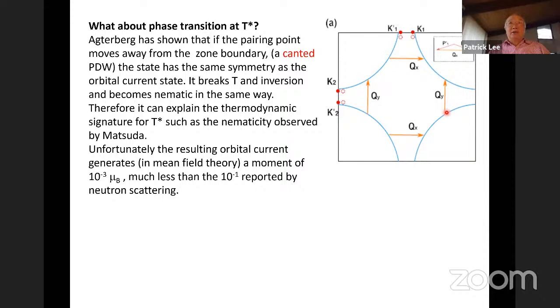Now, we actually worked out the amount of orbital current. Unfortunately, in mean field theory, the moment is very small, about 10 to the minus 3 Bohr magneton. Again, this is simple, we don't assume anything, we just assume a pair density wave that is canted, and then automatically you would get orbital current. Now this is much smaller than what is reported by neutron scattering. There's some controversy about the neutron scattering experiment, but also this is mean field theory, so maybe it's bigger than we thought, who knows. But this is my take on this phase transition at T star.